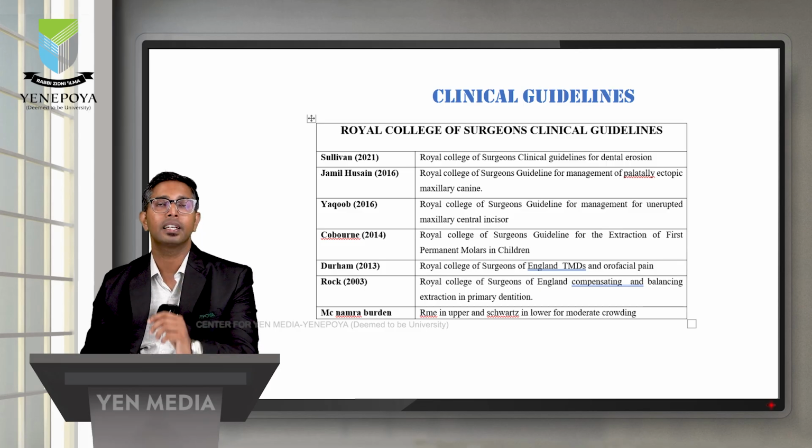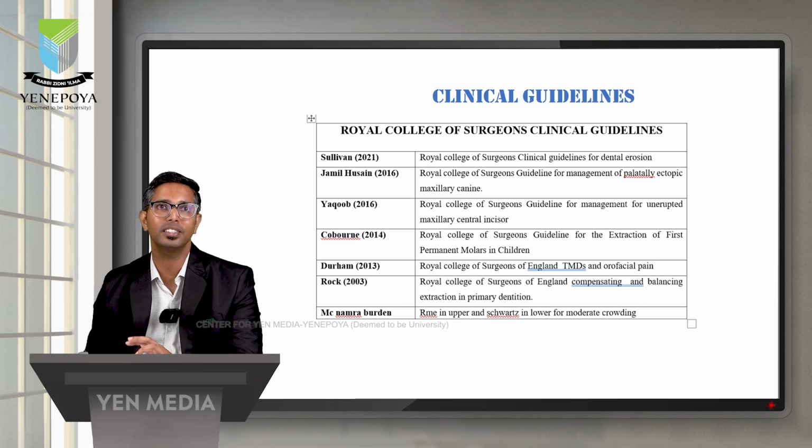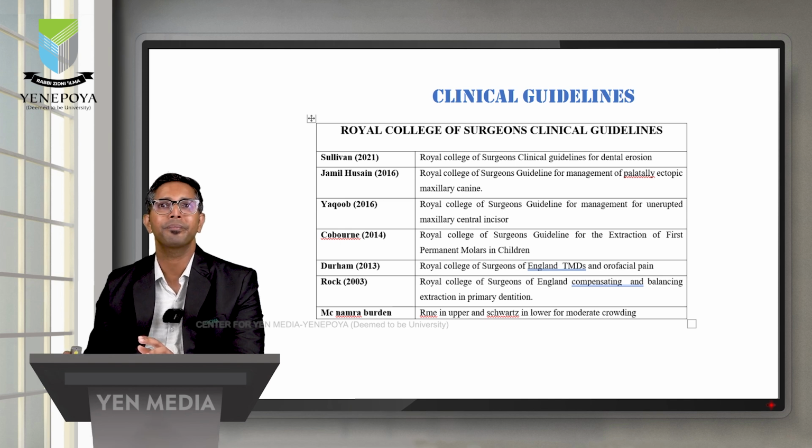Now here are all the clinical guidelines which are available, by the Royal College of Surgeons: clinical guidance for dental erosion. I know it might not be important for us, but on the safer side, just know these things. Jamil Hussain for palatally ectopic maxillary canine, Yakub 2016 unerupted maxillary central incisor, 2014 by Coburn for extraction of first permanent molar in children, Durham, that is TMD and orofacial pain, 2003 compensating and balancing extraction in primary dentition, McNamara Bruden, RME in upper and Schwartz in the lower for moderate crowding.